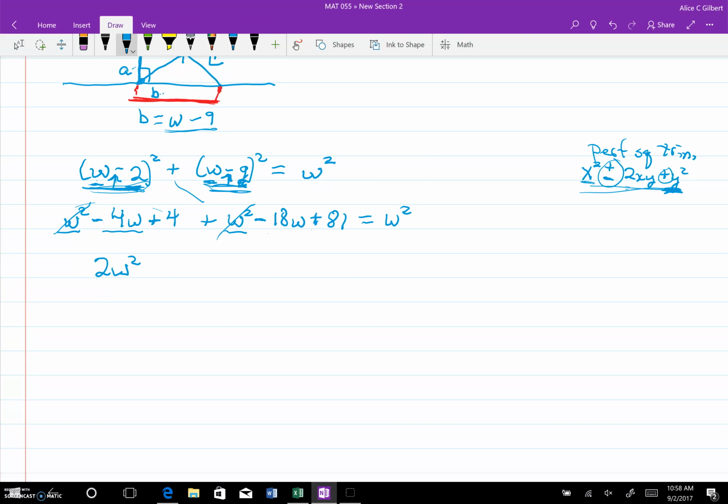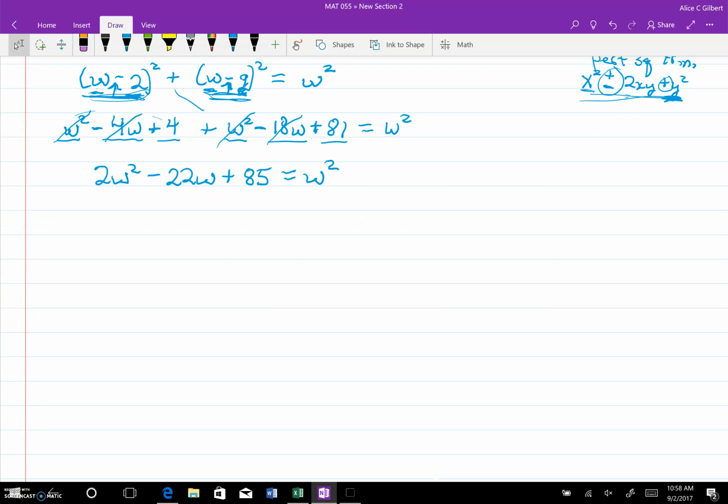Then I want my next terms that are like terms. So these two go together. So -4 minus 18, add the two numbers and keep the sign. So I know I'm keeping the sign. And 18 plus 4 is 22w. So that's good. Now I'm done with these. And then these are like terms. So the signs are the same, so add the numbers and keep the sign. So the sign's going to be positive. I add 81 plus 4, that makes it 85 equals w squared.